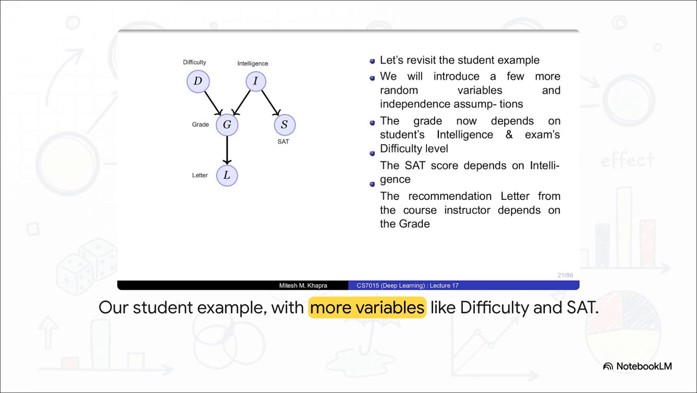Let's just trace the logic of the arrows for a second. Notice that both difficulty and intelligence are pointing to grade. This just means the grade depends on both how hard the class is and how smart the student is. Makes sense. Intelligence also points to SAT, which also makes sense. And finally, grade points to letter, meaning the grade is what determines the quality of the recommendation letter. See, this simple graph tells a complete causal story.